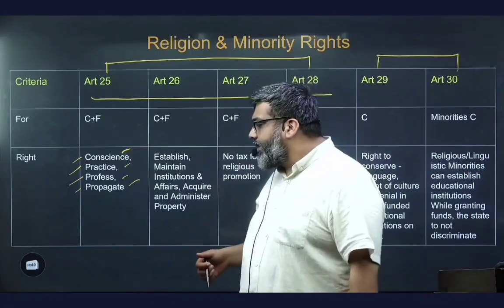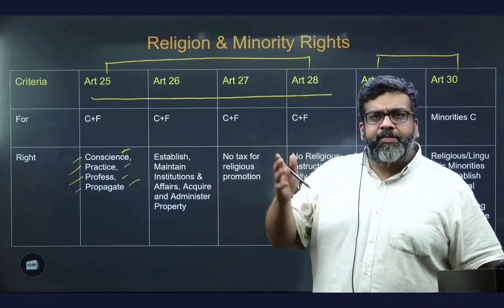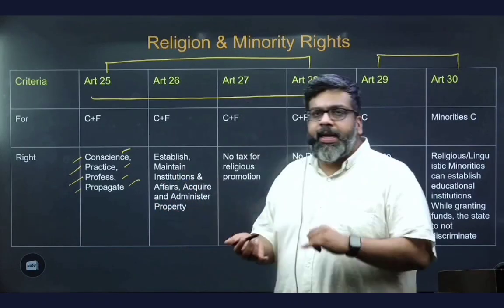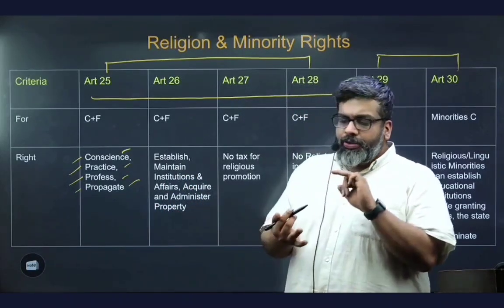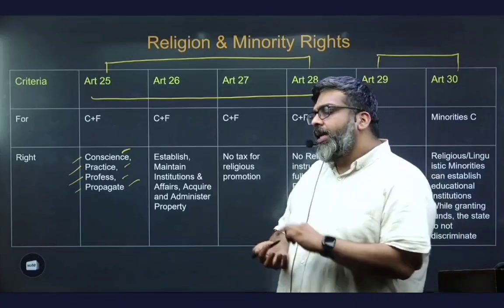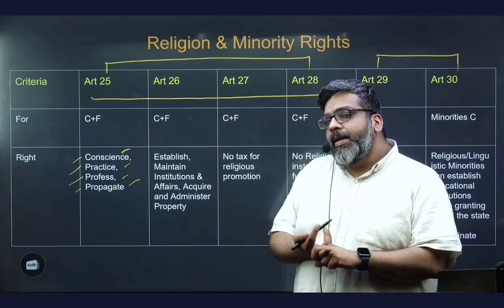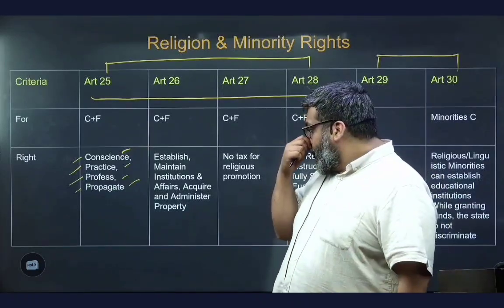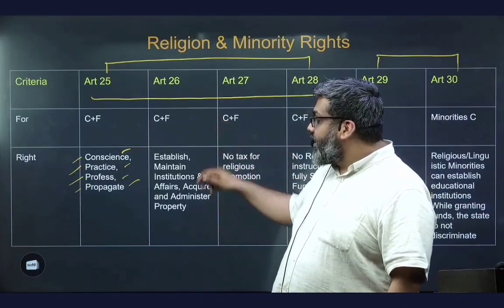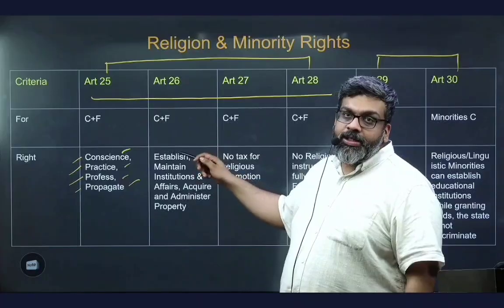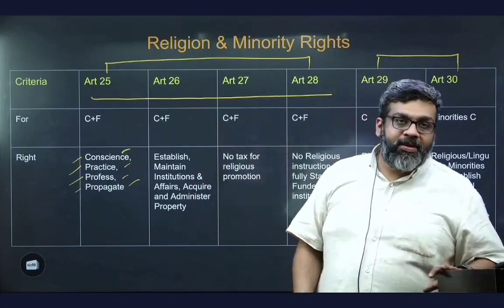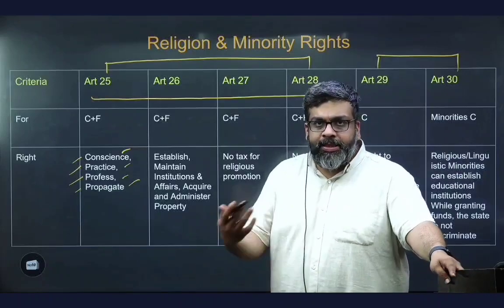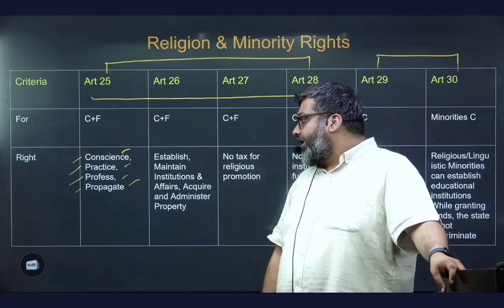Now, Article 26 gives you 4 rights under 26A, B, C, D. Effectively, it means you have the right to establish and maintain religious institutions. You have the right to manage your own religious affairs. You have the right to movable and immovable property. And you have the right to administer property according to such law. So very interestingly, religion has the right to property. So religious institutions have a fundamental right to property, but everybody else in the country does not. That's the implication and the understanding of Article 26.